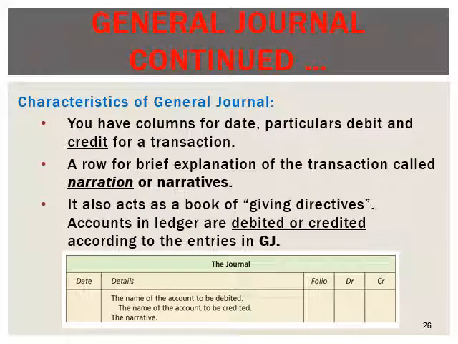What are the characteristics of the general journal? First, you have columns for date, particulars, and debit and credit for a transaction. Then you will have a row for a brief explanation of the transaction called the narration or narrative. And then this will also act as a book of giving directives. Accounts in the ledger are debited or credited according to the entries in the general journal. As for the example, you can see the format given for the general journal in the slide.